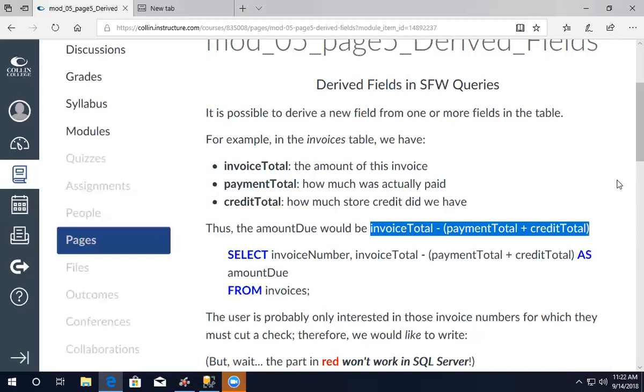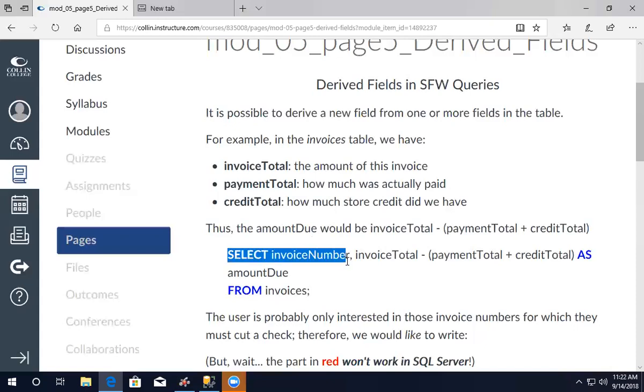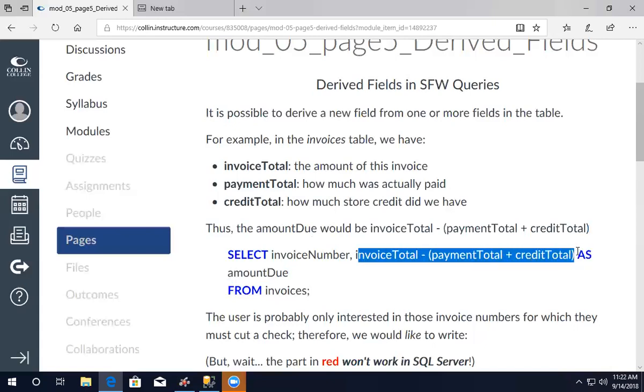Where minus and plus and multiply work just like they do anyplace else. So I can write this query as select invoice number. Invoice number is just invoice number, then the comma, followed by invoice total minus the quantity payment total plus credit total. I could also have said invoice total minus payment total minus credit total, which would have done the same thing. There's usually more than one way.